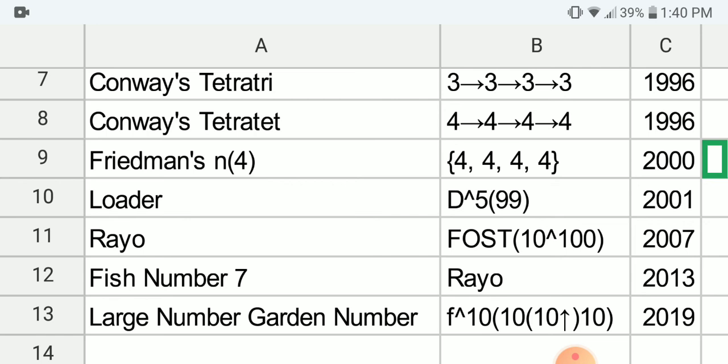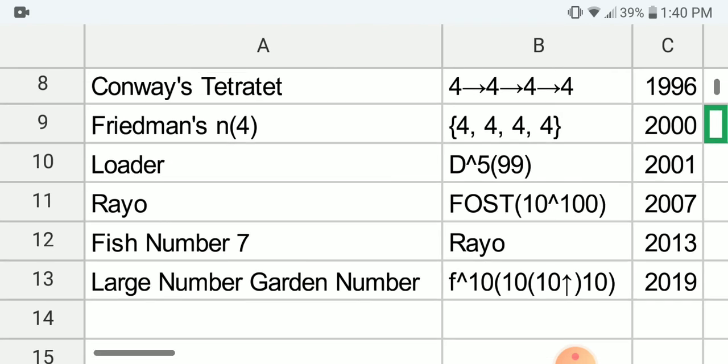The next number after Loader's number is Rayo's number, which of course came from another contest at MIT in 2007. And the next number after Rayo's number is Fish number 7, which was published in 2013. It is not considered to be ill-defined, at least. That's why this number appears on this list. Again, I'm trying not to include any completely ill-defined numbers. Rayo and Fish number 7 are at least somewhat well-defined, to some degree.